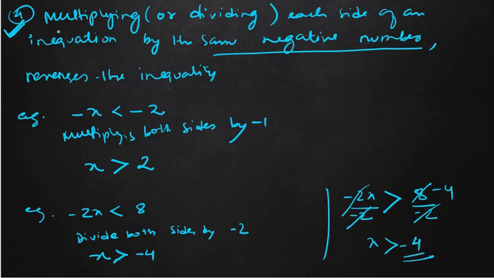Okay, so only when we are multiplying or dividing both sides of an inequation by the same negative number does the sign change. Otherwise, in the above 3 cases, adding or subtracting, or multiplying or dividing by a positive number, that will not change the sign.